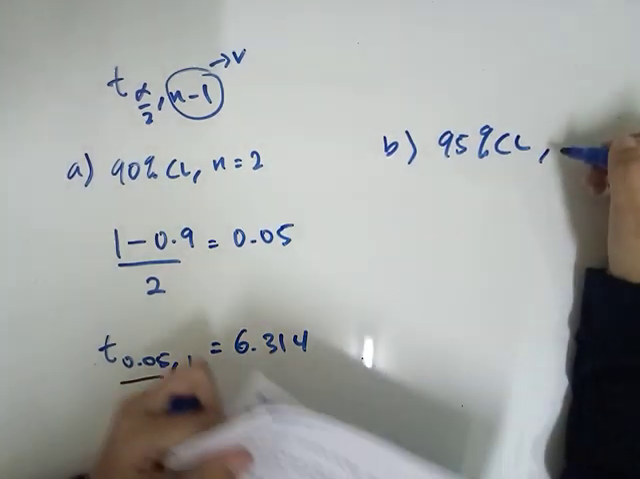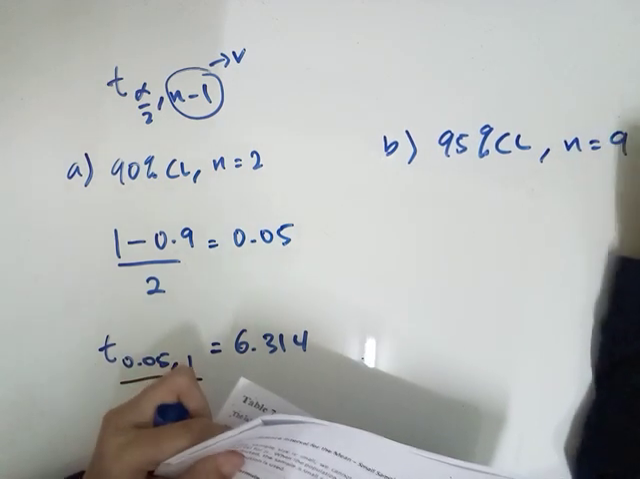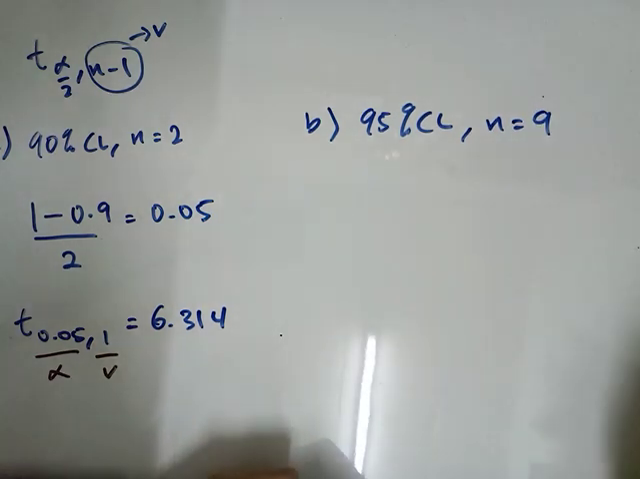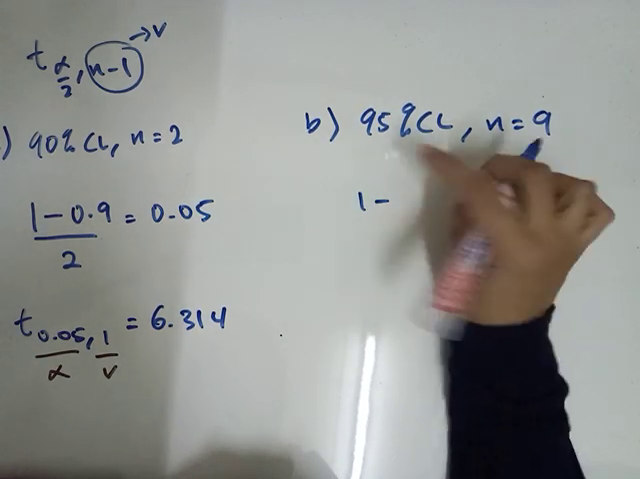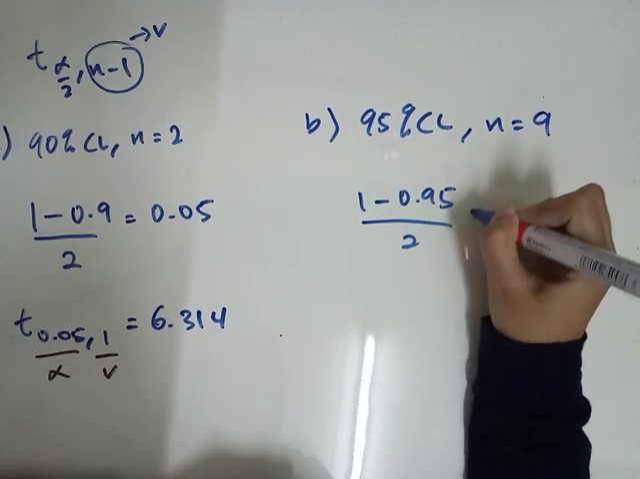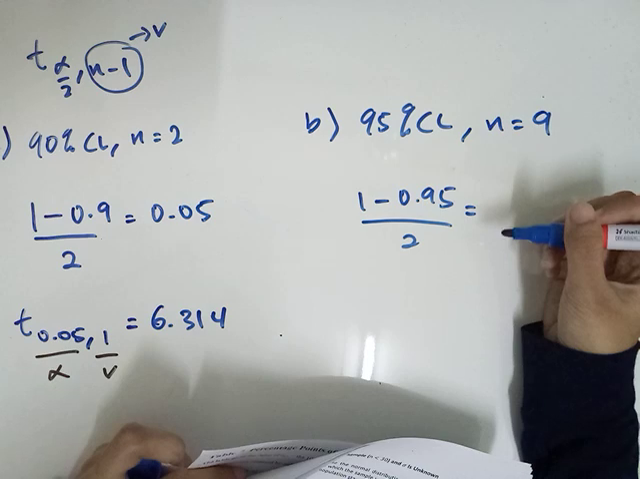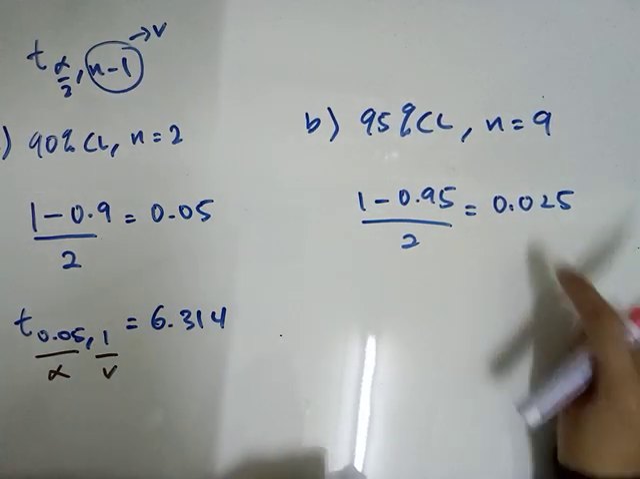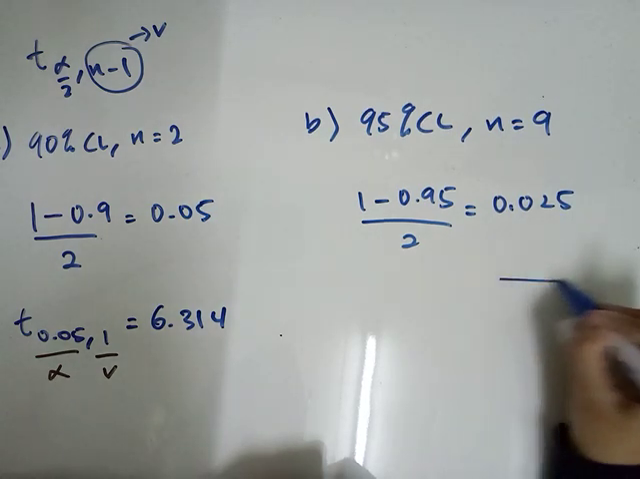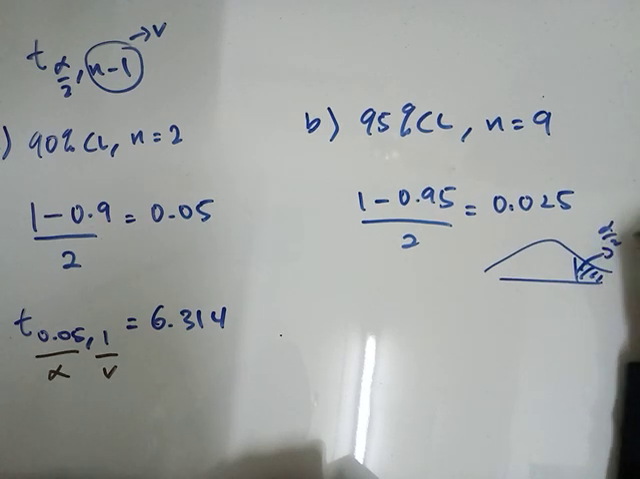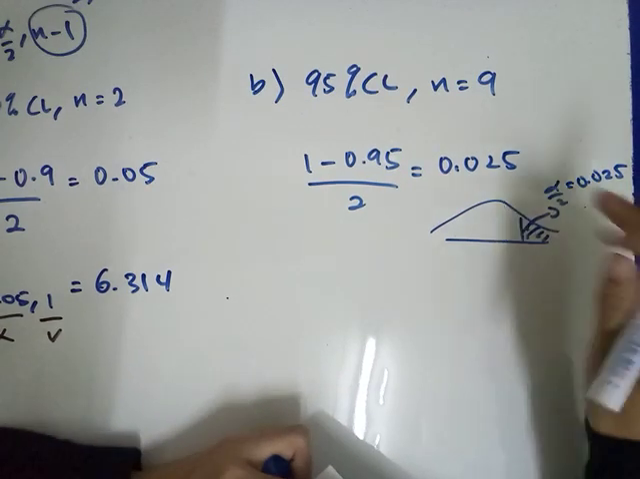Okay, when the sample size is 9. So 1 minus 95% converted into decimal, 0.95, divided by 2. So you can get 0.025. Okay, so 0.025 is the area in the right tail, alpha over 2, 0.025. Okay, you can see it now.